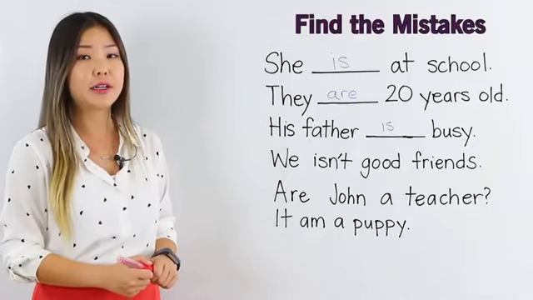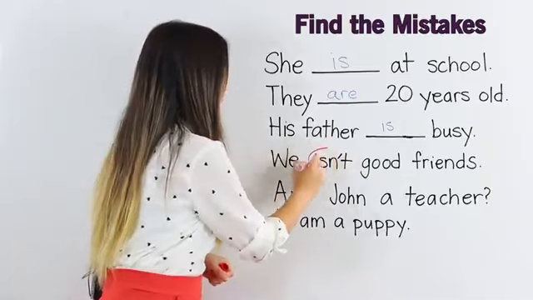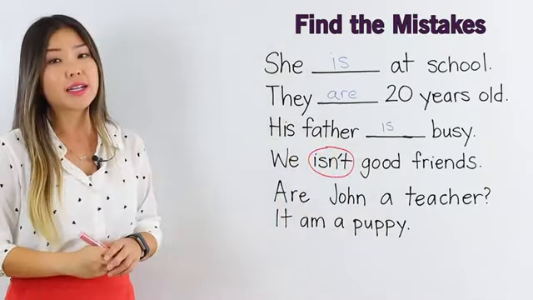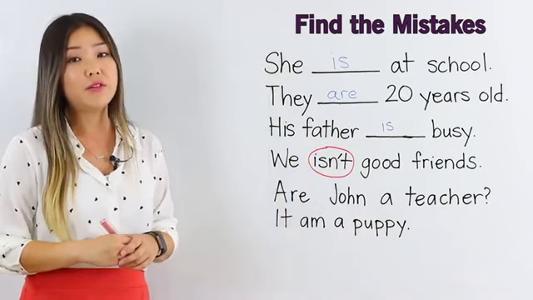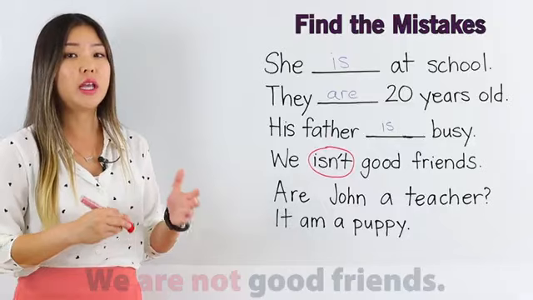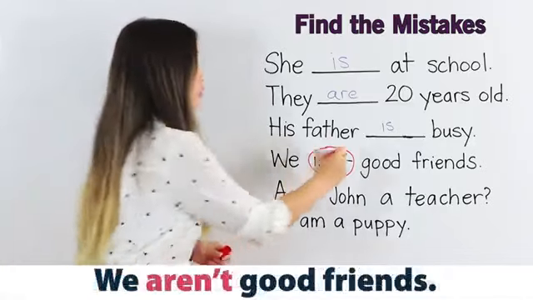We isn't good friends. Did you find the mistake? This is the mistake. The subject is we, and the be verb is are. Therefore, the correct answer is we are not, or the contraction we aren't good friends.